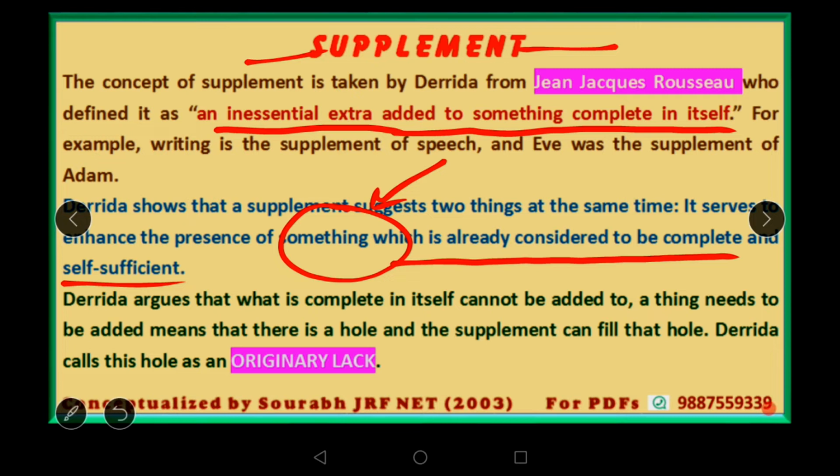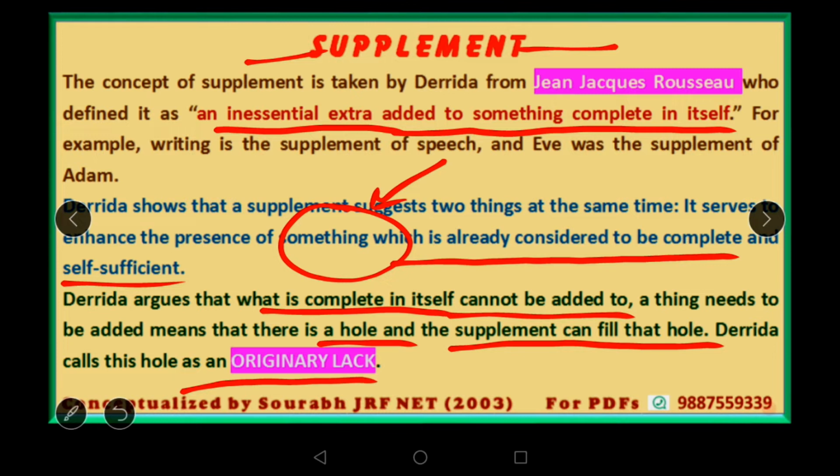लेकिन डरीडा argues what is complete in itself cannot be added to. If it is complete, like definition of plot by Aristotle, which is complete in itself. Neither you can remove something from it, nor can you add to it. तो डरीडा का मानना है कि that is complete in itself. How can you add something to it? A thing needs to be added means there is a hole and the supplement can fill that hole. Derrida calls this hole an originary lack.